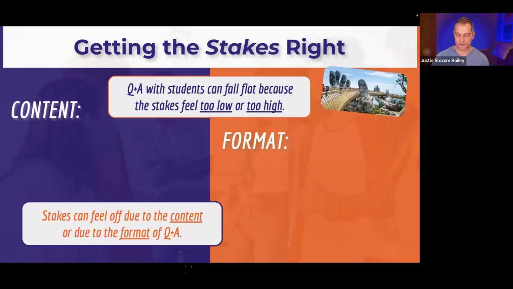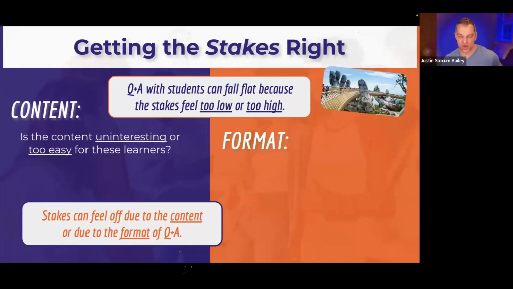So first, on the content side, stakes can be too low because the content's just not interesting or it's too easy. So for example, if we're talking about appearance and the vocab words that relate to that, and I'm going around the class asking students, what color is your hair? But we can all see what color the student's hair is. The stakes probably aren't high enough. Then there's kind of a language practice element, but there's not actually an interesting reason to participate.